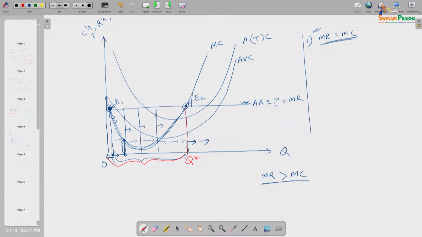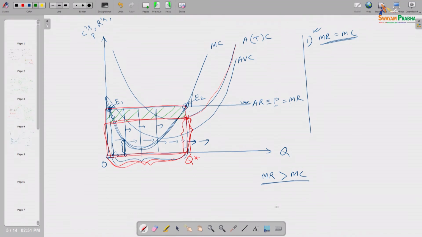This is the price, so total revenue will be price times quantity. So, this area will be the total revenue. What will be the total cost up to that output? This is the average total cost line, and the average total cost multiplied by the output gives the total cost, so this area is the total cost. So, profit will be this green shaded area.